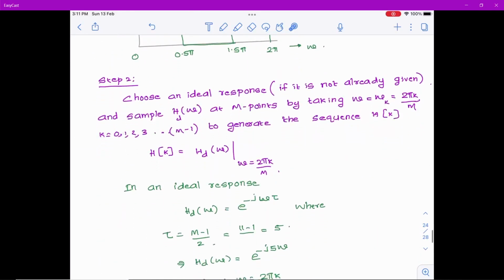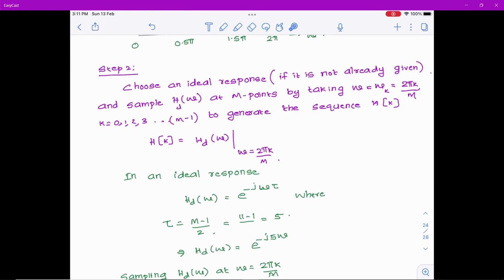In the second step, you choose an ideal response if it is not already given and sample Hd of omega at M points by taking omega equal to omega k equal to 2 pi k by M, and the value of k varies from 0, 1, 2, 3 up to M minus 1 to generate the sequence capital H of k. So what you want to do is, you find out what is Hd of omega, that is the ideal response. ആ ഐഡിയൽ ഫ്രീക്വൻസി റെസ്പോണ്ടിനെ നമ്മൾ സാമ്പിൾ ചെയ്യും. സാമ്പിൾ ചെയ്യാന്ന് വെച്ചാൽ you are not going to consider all the frequencies.